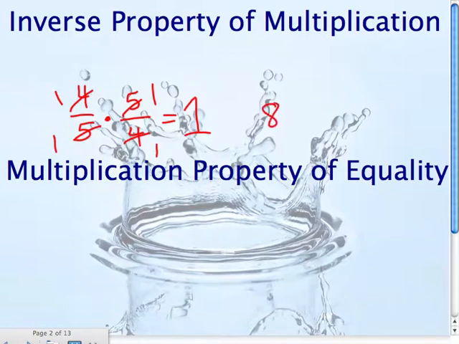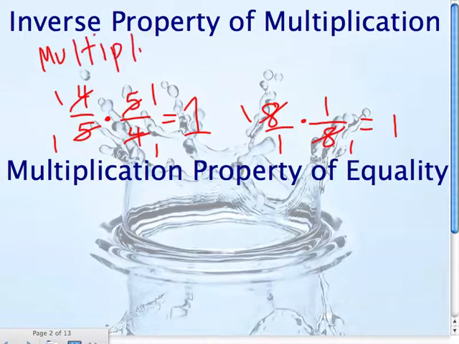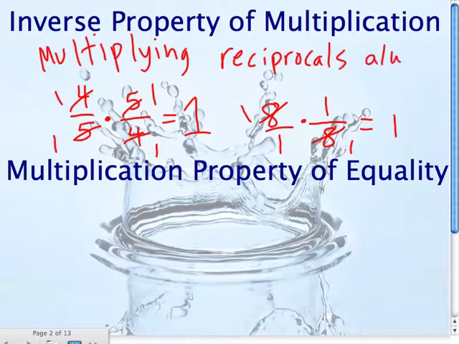Another example would be 8. The reciprocal of 8 is 1 over 8. Again, all of that's going to simplify down to 1. So, multiplying reciprocals always equals 1. So that's the inverse property of multiplication.